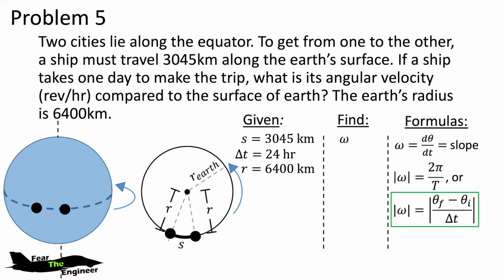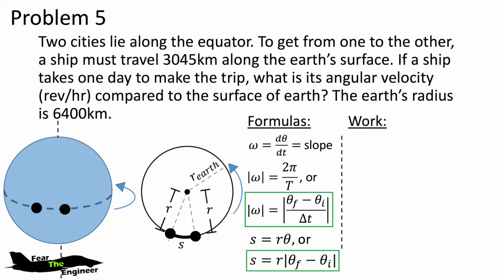But we still need to know the angle between the two cities. Time to pick another formula to help. Since we have the arc length S, let's look at the arc length formulas. We want to find the difference between two angular positions, so the second formula is a great choice. We can rearrange it and solve for the angle between two points. Let's apply it.